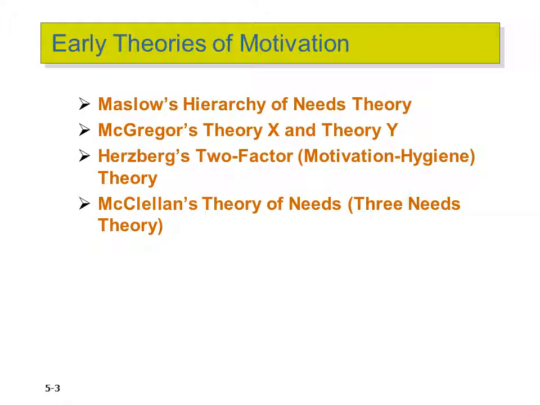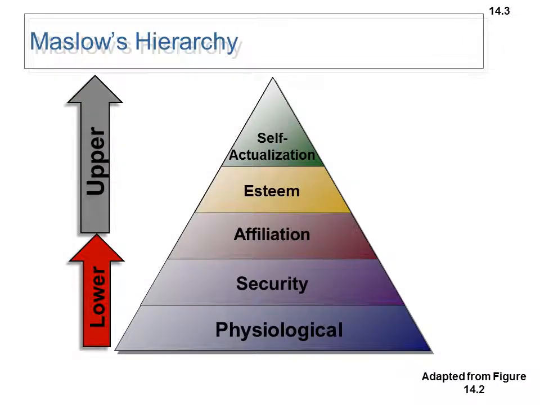We have four early theories of motivation: Maslow's hierarchy of needs theory, McGregor's theory X and theory Y, Herzberg's two-factor theory, and McClelland's theory of needs. The first theory is Maslow's hierarchy of needs, which includes five human needs: physiological needs, safety needs, social needs, esteem needs, and self-actualization needs.